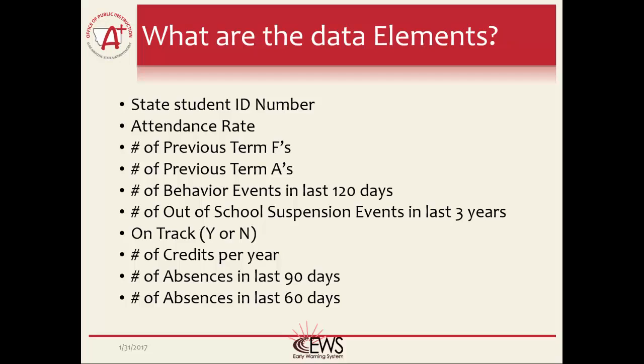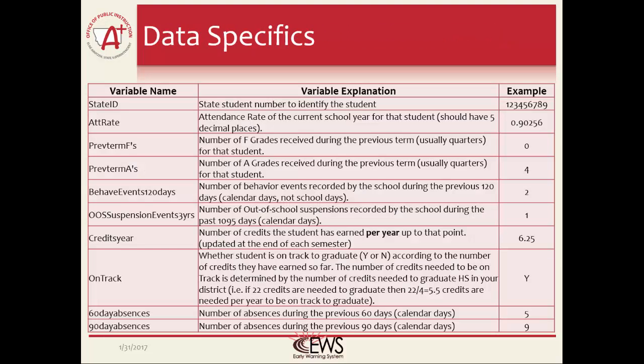However, it is not a requirement to have data on every variable for every student. The EWS has measures that account for missing data. For example, if a student is new in your school, you may not know the number of Fs the student received during the previous term. The EWS will account for this. However, the more accurate and complete data that can be provided for each student, the better the EWS results will be. Here are some specifics on each data element, including examples of how that data element should look.